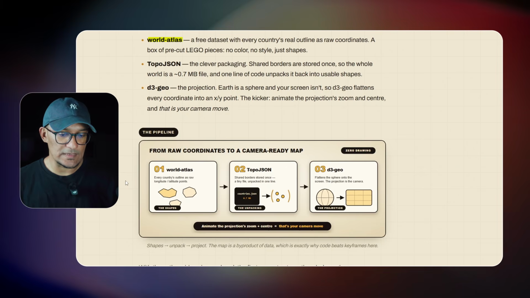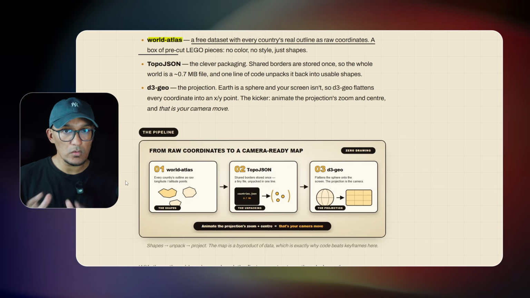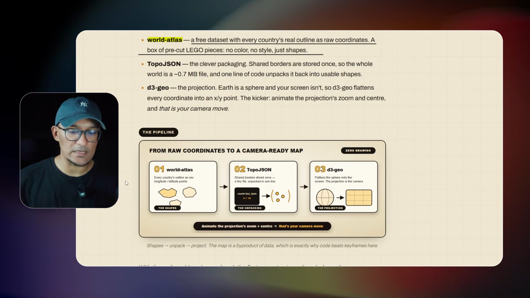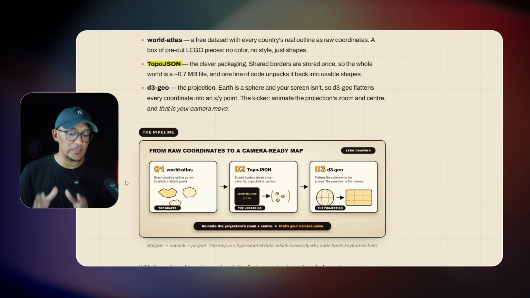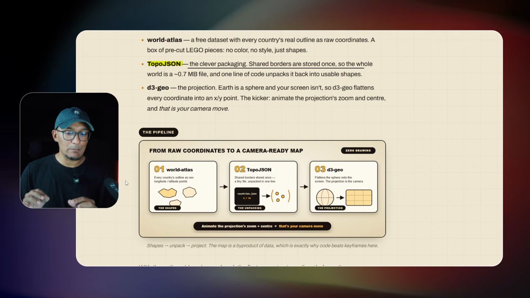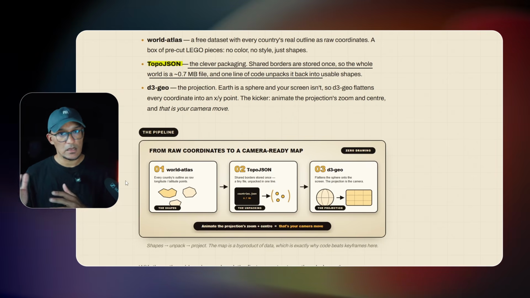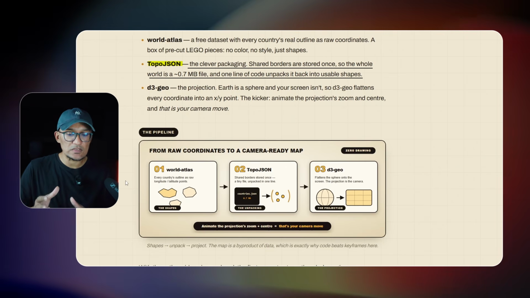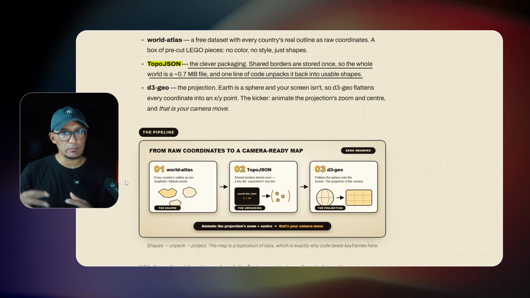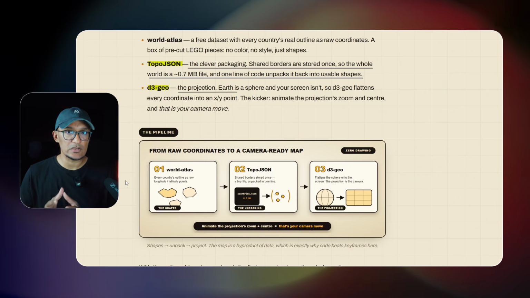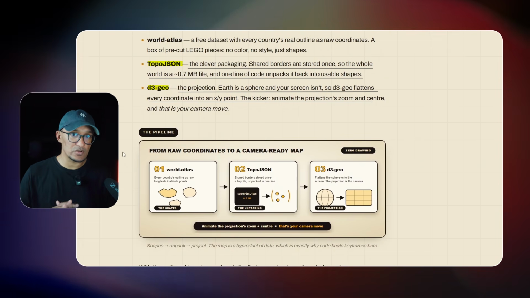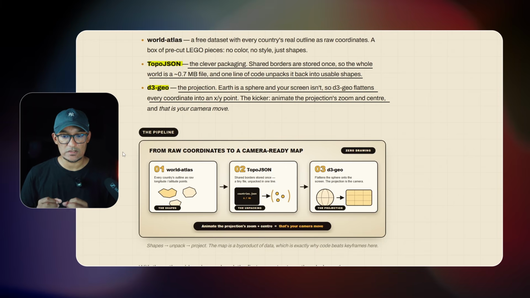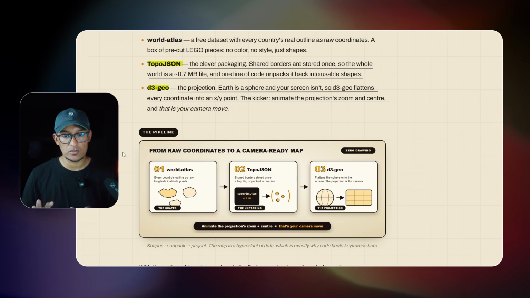So World Atlas, for example, has a repository of all the countries outlined as raw data points, essentially. Think of it like Lego pieces out of a box. And then you have TopoJSON, which consists of all of the data points about boundaries that are shared between two different countries, for example. TopoJSON is what does the unpacking. It takes all of those little Lego pieces and puts them together. And then finally, you have the D3Geo library. Essentially, D3Geo is a projection function. It takes the Earth, which is a sphere, and projects it onto your 2D screen.